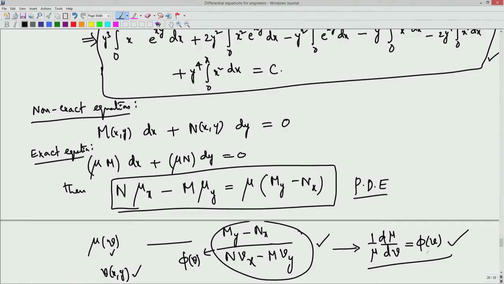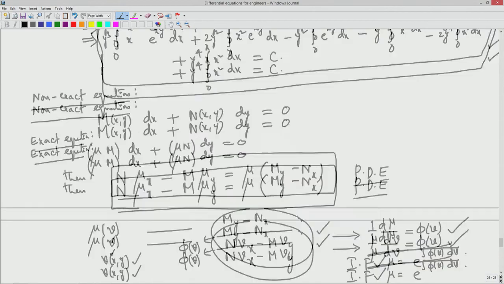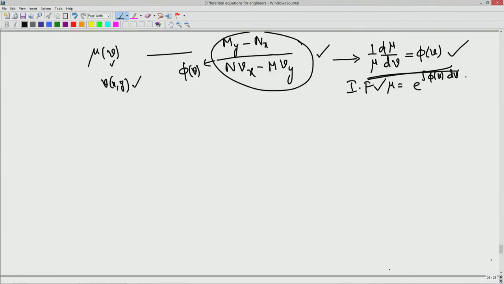Then you solve this, you put it here and solve this for mu of x, y, where v is anyway a function of x, y. These are the two variables, mu and v: d mu by mu equal to phi of v into dv. So, what is the solution? Mu equal to e power integral phi of v dv. This is your integrating factor. So, this is what exactly you have done.